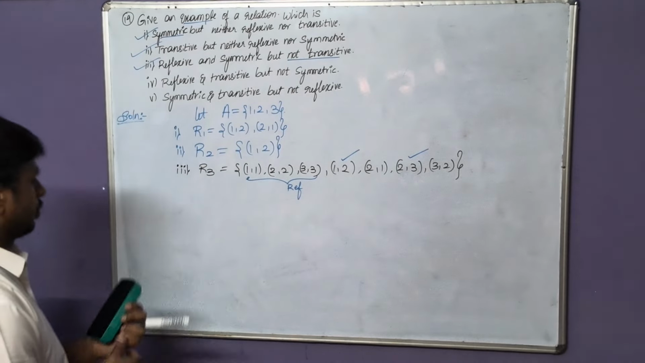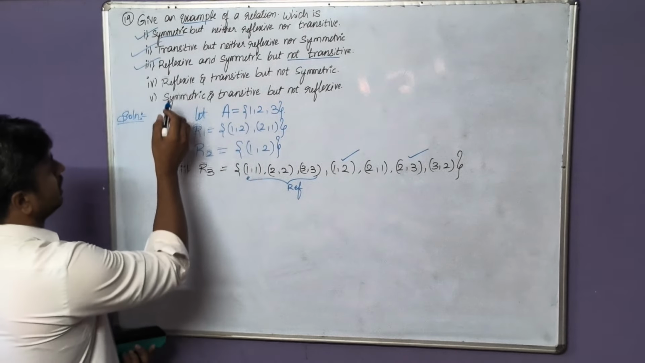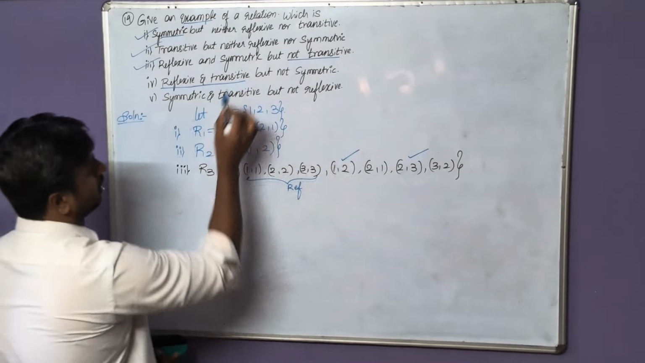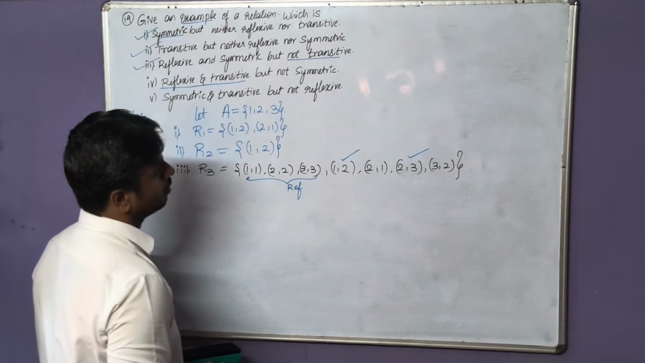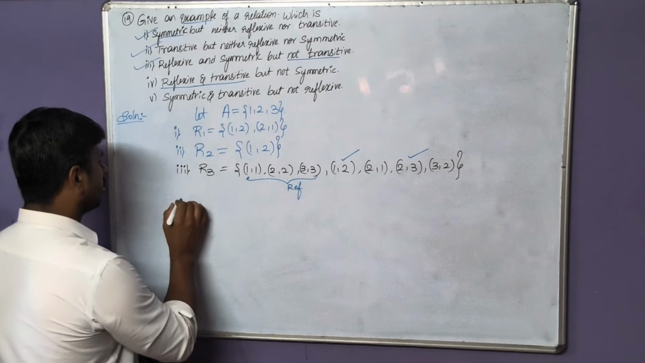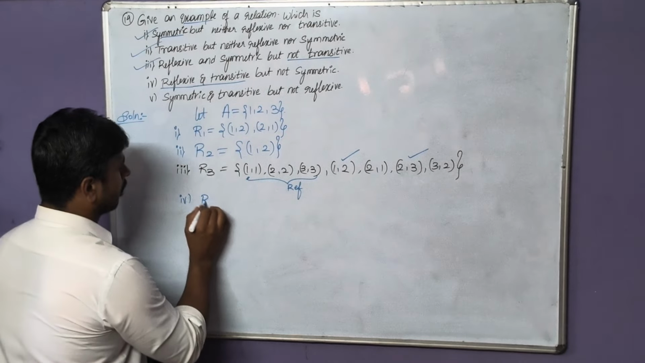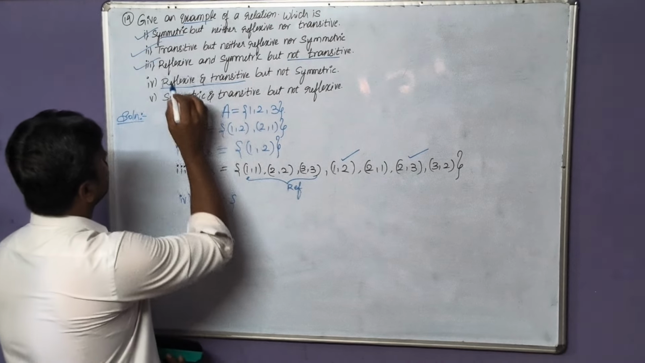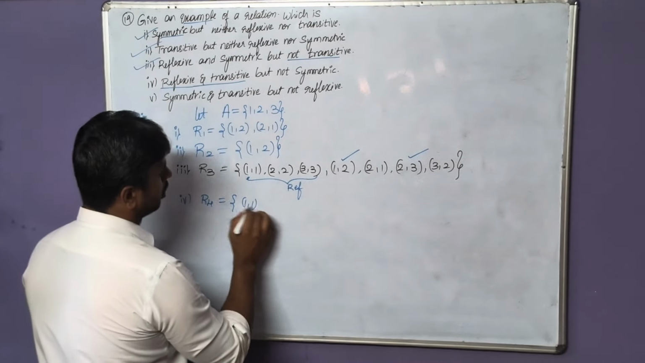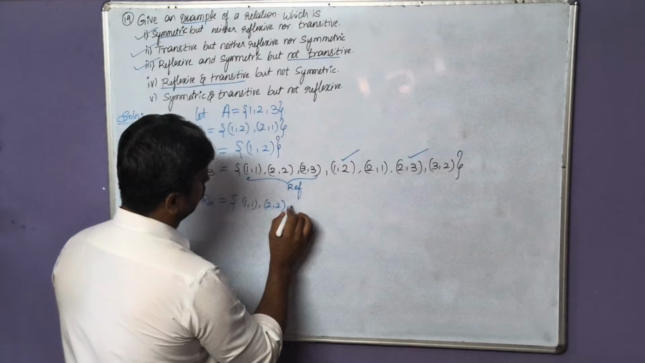Moving to the fourth sub question. What is the fourth sub question? They are saying that it has to be reflexive and transitive, but not symmetric, it seems. Okay, so I will say R4. It has to be reflexive, which means we should have all identical ordered pairs: (1, 1), (2, 2) and (3, 3).